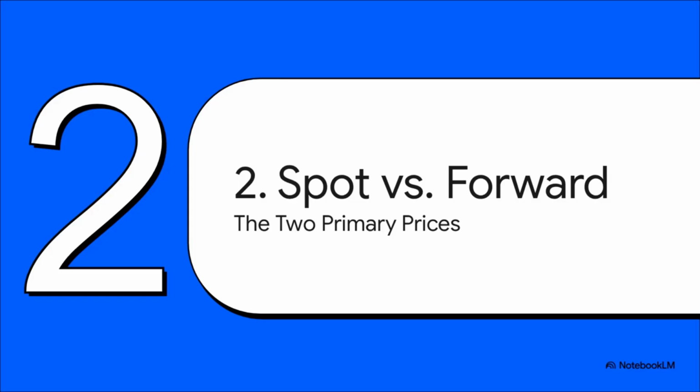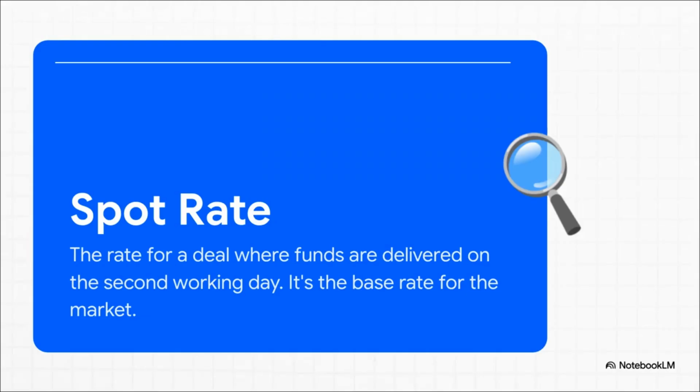Now, that 2-day settlement window is super important because it leads us directly to the 2 main types of prices you'll see in the Forex market, the spot rate and the forward rate. First, you've got the spot rate. Since most deals settle in 2 days, this is what everyone considers the current price of a currency. It's the baseline, the benchmark that everything else is measured against.